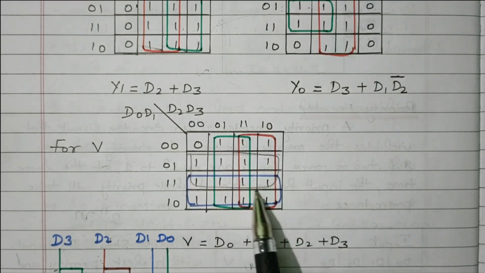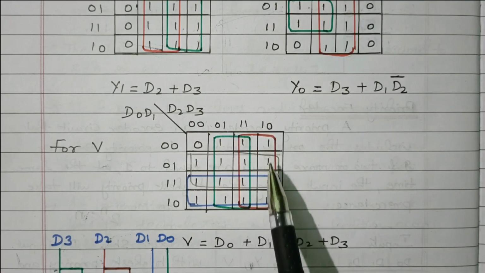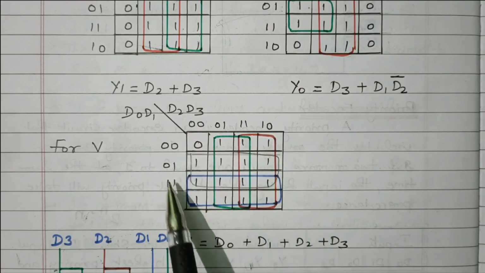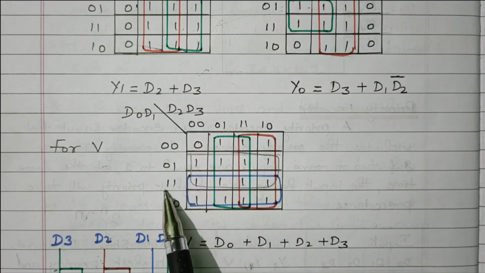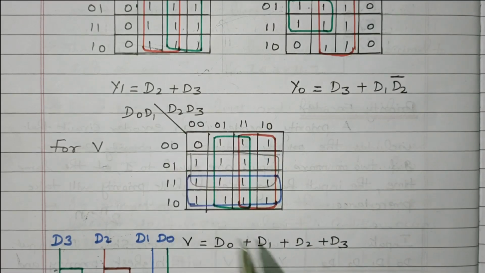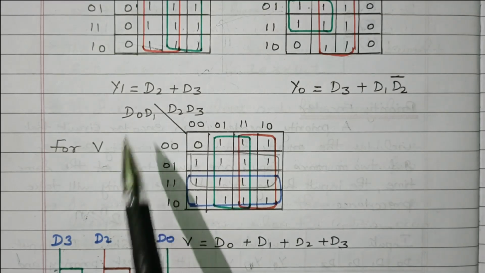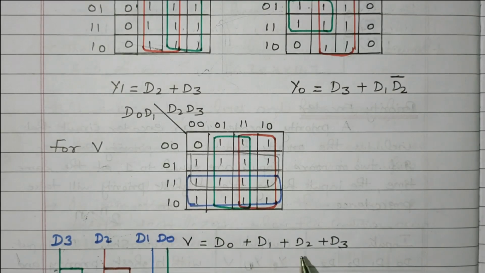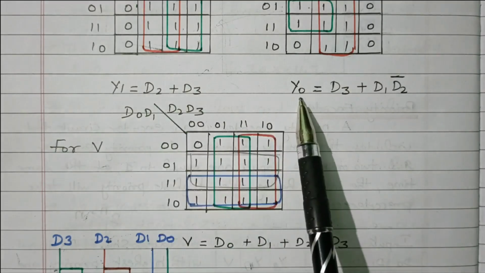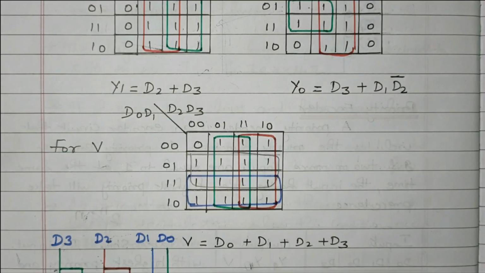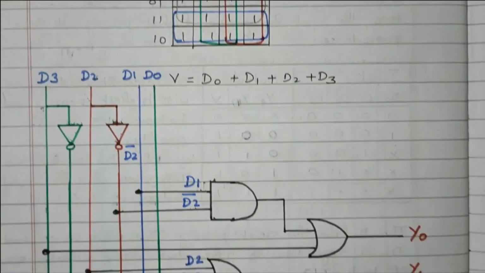Now these 8 cells mean the corresponding columns are cancelled. Only you have to refer second row and third row. 0, 1, 1, 1. This 0 and 1 will be cancelled. Only this 1 is there. This 1 means D1. Now verify these 8 columns. The corresponding columns will be eliminated. You have to refer third row and fourth row. 1, 1, 1, 0. This 1 and 0 will be cancelled. Only this 1 is there. This 1 means D0. So D0 plus D1 plus D2 plus D3. Now we got the expression for Y1, Y0 and V. That can now be implemented with the logic gates. Right. Now we'll see the logic gates.